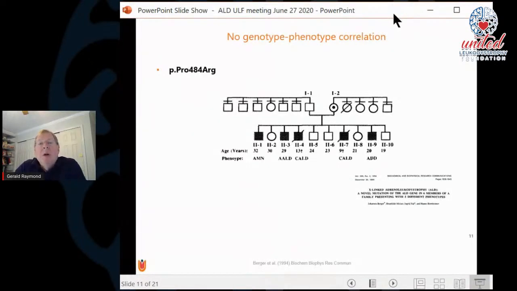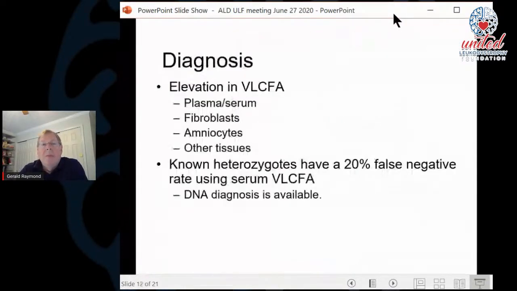Just to be clear, the fact that you have the change in your gene does not tell us what form of the condition you're going to have. And many families have both individuals with cerebral disease as well as AMN. We make a diagnosis by the elevation of very long-chain fatty acids, and we can do it in blood or tissues, it doesn't really matter which. We know that women can give us a false negative rate, but we use DNA diagnostics in those individuals.